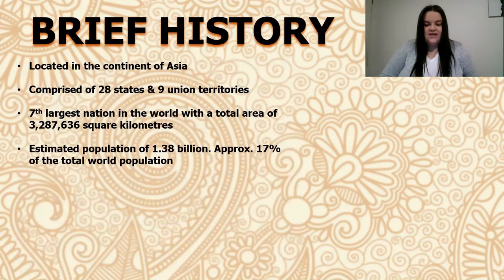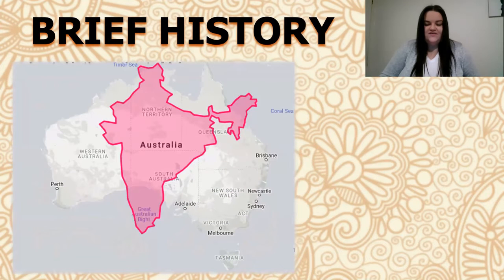According to UN data, India's population is estimated at 1.3 billion. That's right, I said billion, which is approximately 17% of the total world population. Here's the image again, displaying the size difference of India and Australia. I'm sure you can imagine just how densely populated India is.